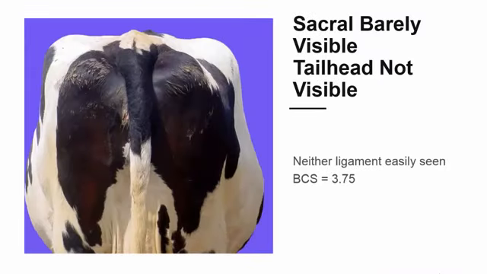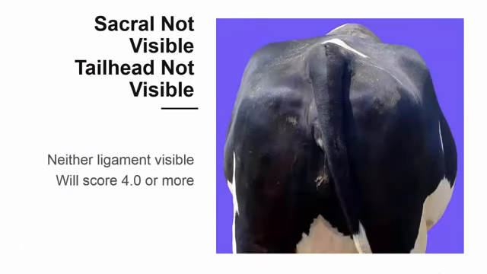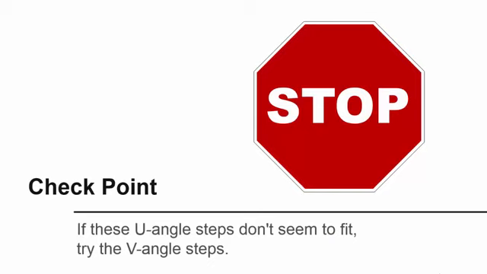With additional fat cover, the sacral ligament becomes less visible, and the tailhead ligament is completely obscured by fat. A cow like this scores 3.75. If neither ligament is visible, the cow will score 4.0 or more.